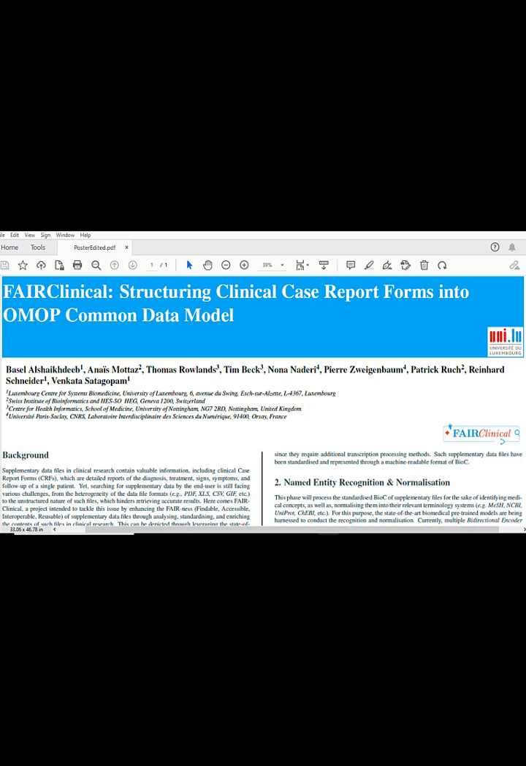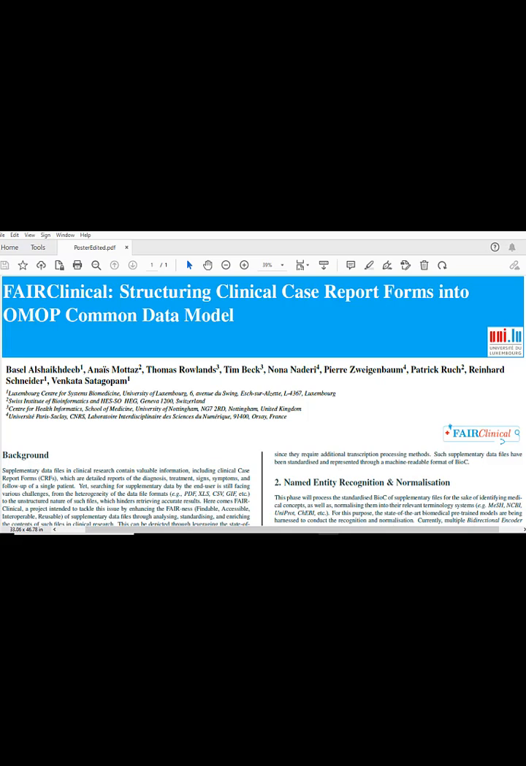Hello, this is Basil Al-Shakhdib, and I'm going to present here this poster as a part of a project called FAIR Clinical, titled Structuring a Clinical Case Report Form into OMOP Common Data Model. This project is a collaborative effort that includes different European universities and institutions, including the University of Luxembourg, University of Nottingham, University of Paris-Saclay, and the Swiss Institute of Bioinformatics.